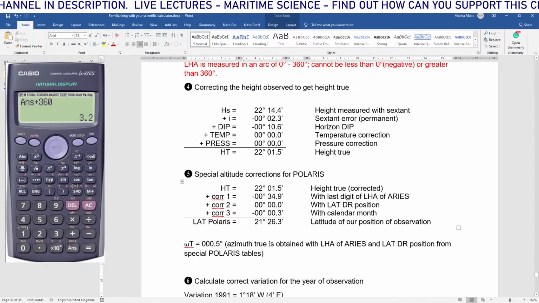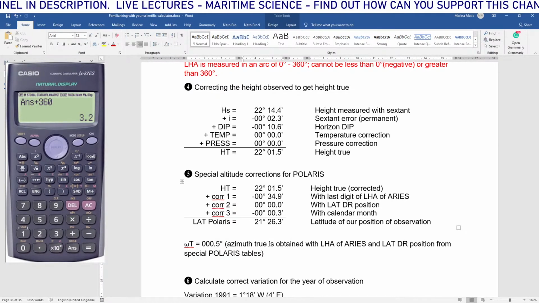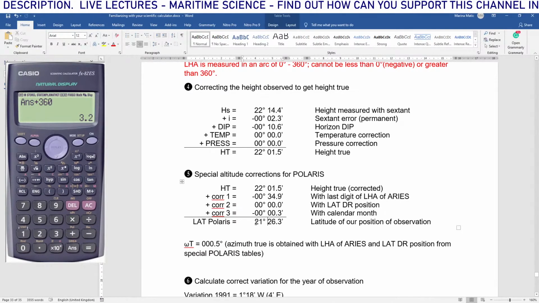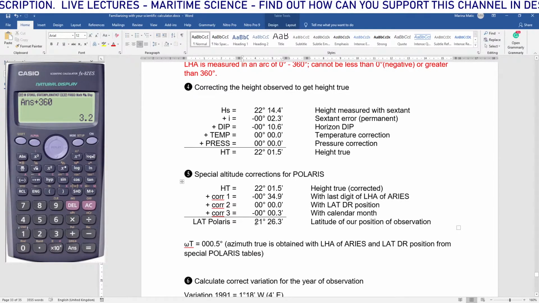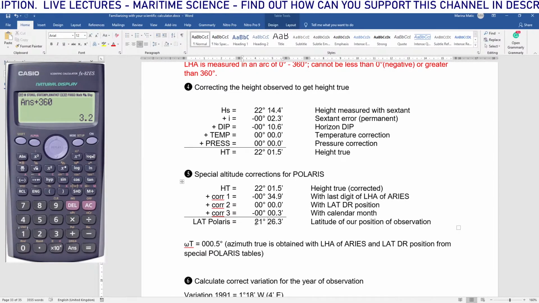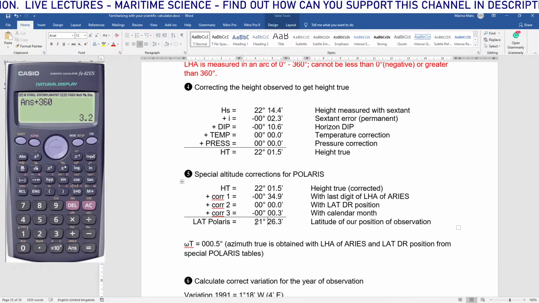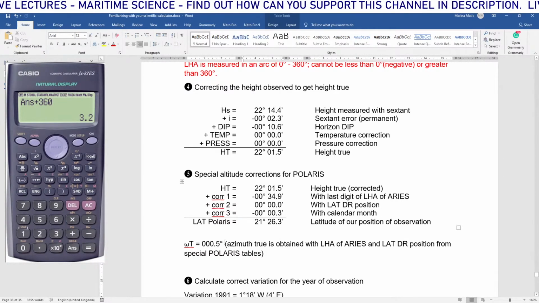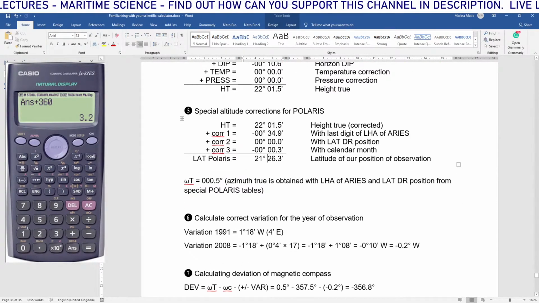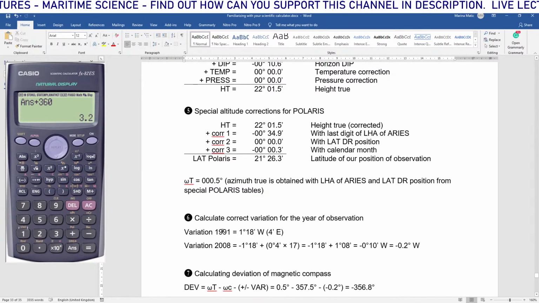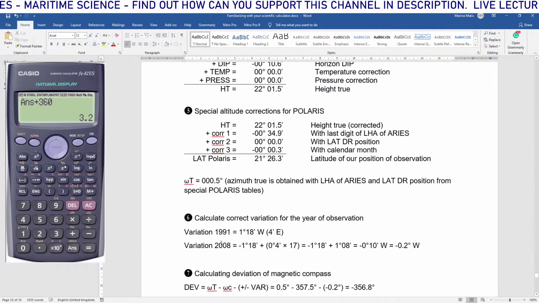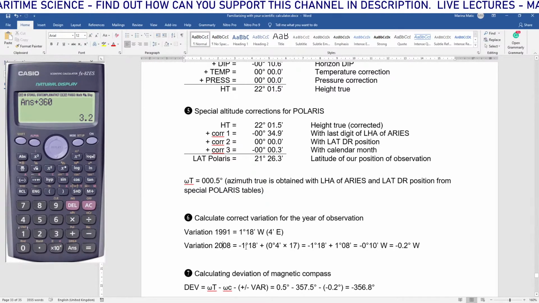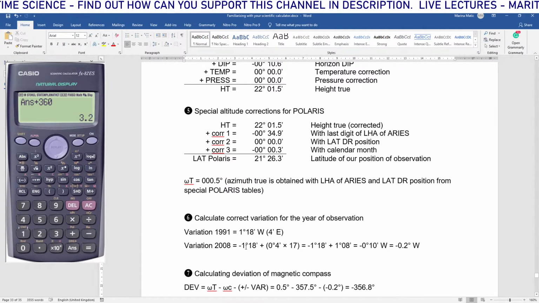From the same page where we have the Polaris special tables, on the bottom we have a table to get azimuth true. Azimuth true of Polaris deviates from 2 degrees to 358 degrees throughout the year, so it rotates between those numbers. So we have azimuth true from the tables to be 0.5. Then we have variation from the chart for 1991, and the year of observation is 2008, so we converted variation from the chart to our year of observation.